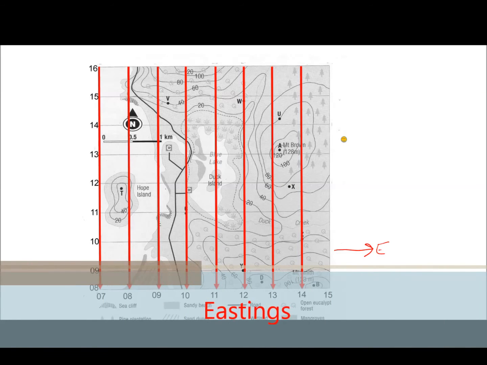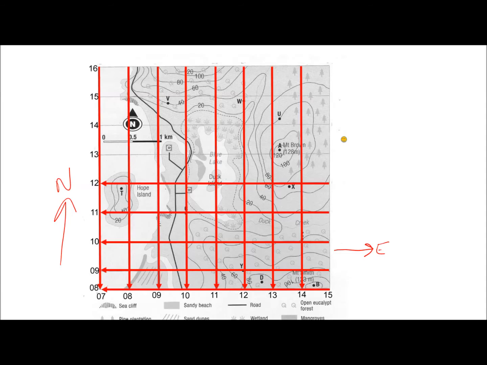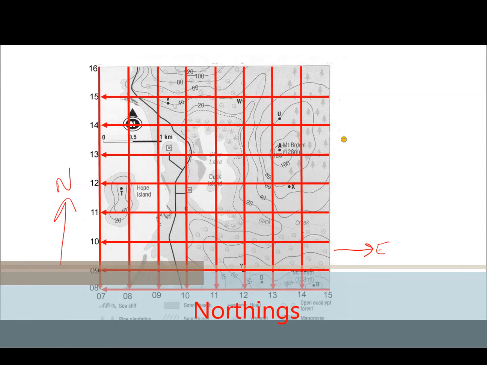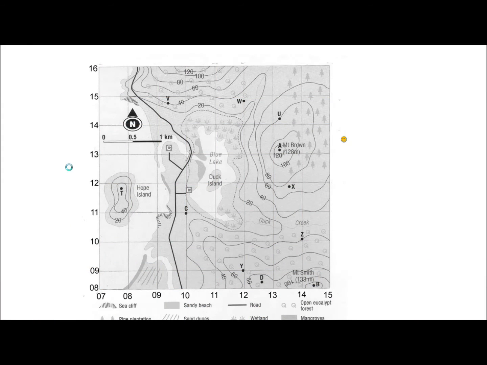Now, let's be logical. Let's have a look at the across lines, the horizontal lines. What direction are those numbers going up towards? That's right. They're moving up towards the north. So, therefore, they are called northings. All right? So that's another thing you need to know about area reference and grid reference. Let's move to our next problem.